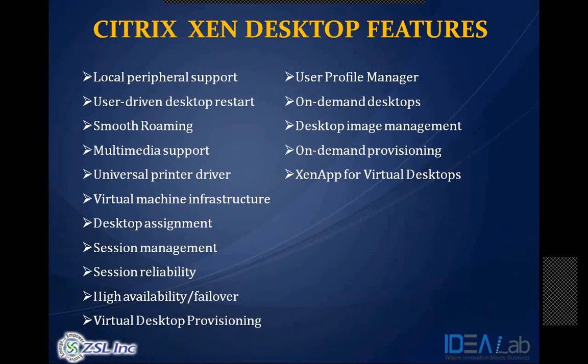Another key feature is universal print driver. I won't go through all the features, but here are some of the main ones, like virtual machine infrastructure, meaning a Type 2 hypervisor can run both on a client device, which is x86 compatible, and desktop assignment. By this, we mean each department or even each individual user can have a specialized, customized desktop.